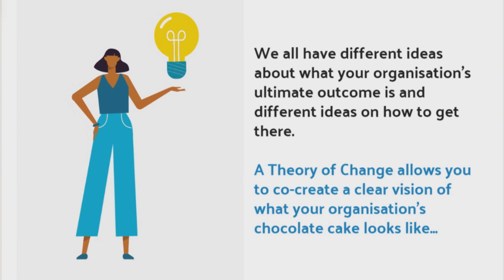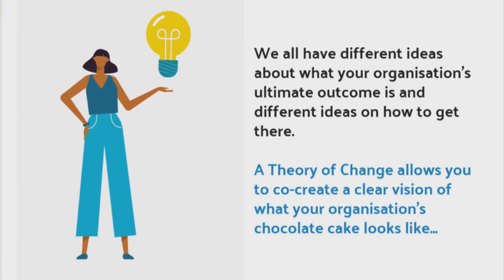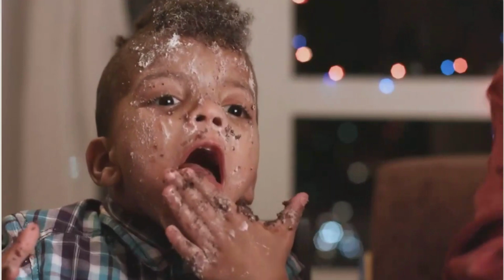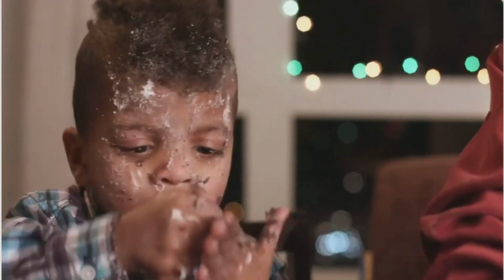A theory of change allows you to co-create a clear vision of what your organization's chocolate cake looks like and how you can ensure that as an organization, you have the same picture and agree on how you're going to make it. This is important because if you aren't clear on what needs to happen to make the best chocolate cake, you could mess it all up.